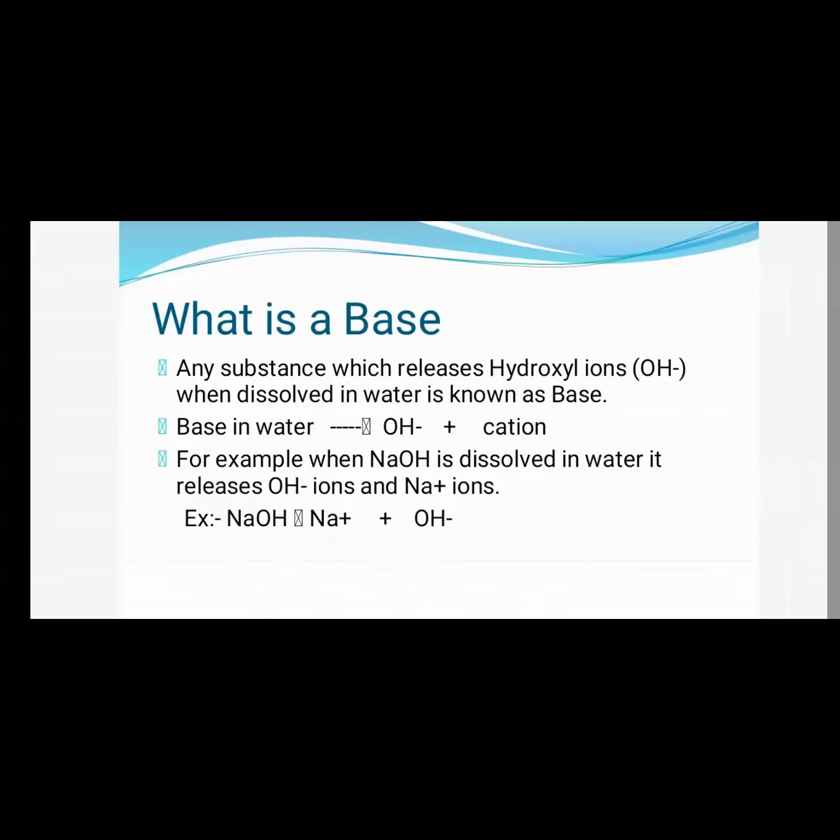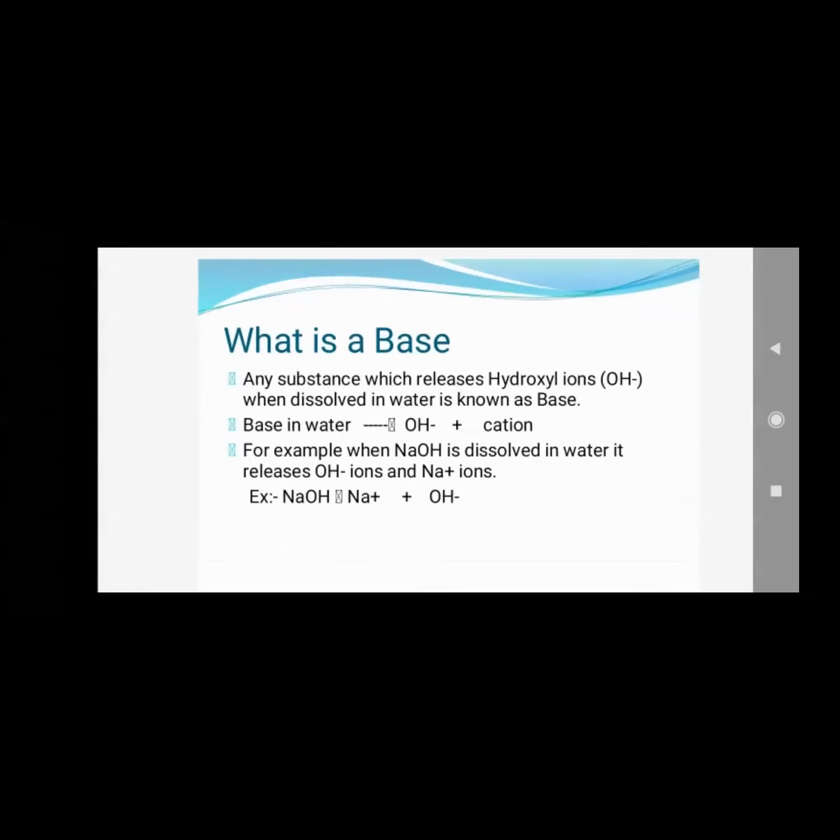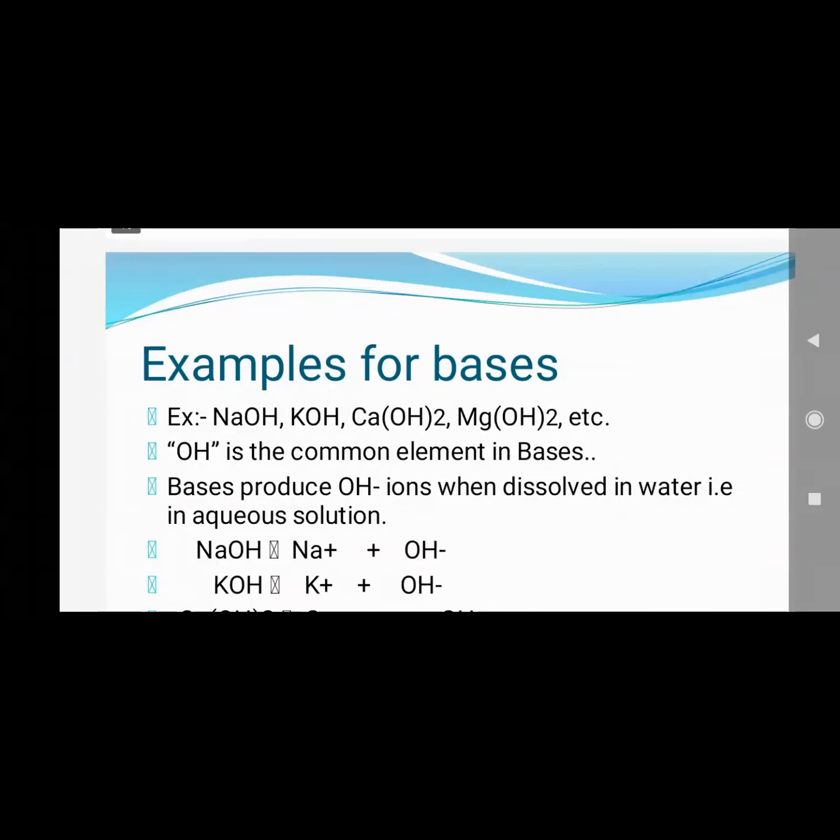Next, about base. What is a base? Any substance which releases hydroxyl ions when dissolved in water is known as base. Hydroxyl ion means OH minus ion. This we studied in the previous class. Examples of bases: NaOH, KOH, Ca(OH)2, Mg(OH)2. I told you in the previous class Mg(OH)2. Now also you can note down, students.